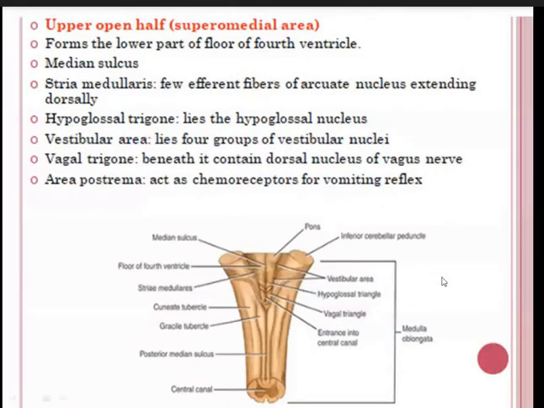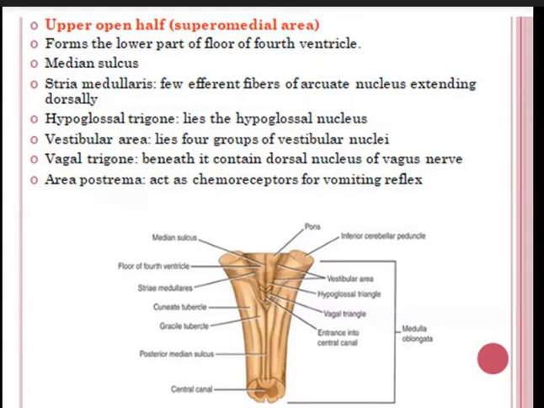Hypoglossal trigone: under it lies the hypoglossal nucleus. So this is the hypoglossal triangle, or the trigone. Under it, there is presence of the hypoglossal nucleus. And on the lateral aspect, there is the vestibular area, and lie the four groups of the vestibular nuclei: upper, lower, medial, and lateral. Vestibular nuclei are there on the lateral aspect.